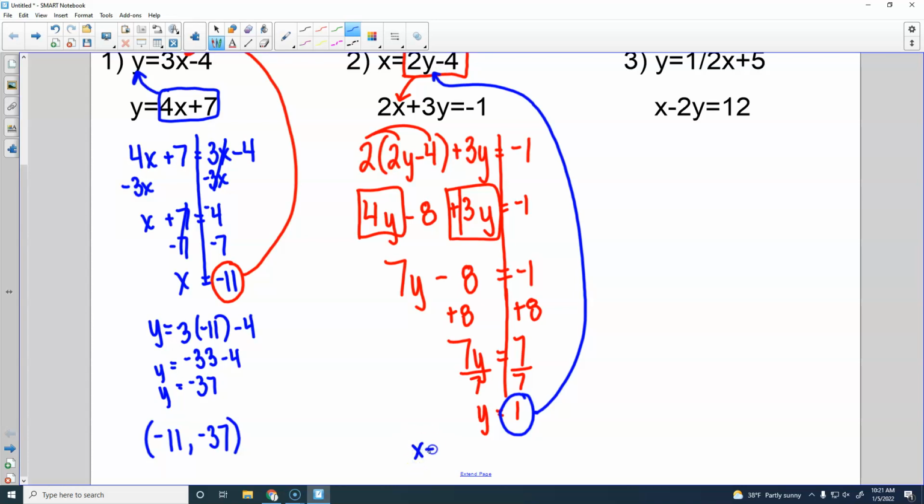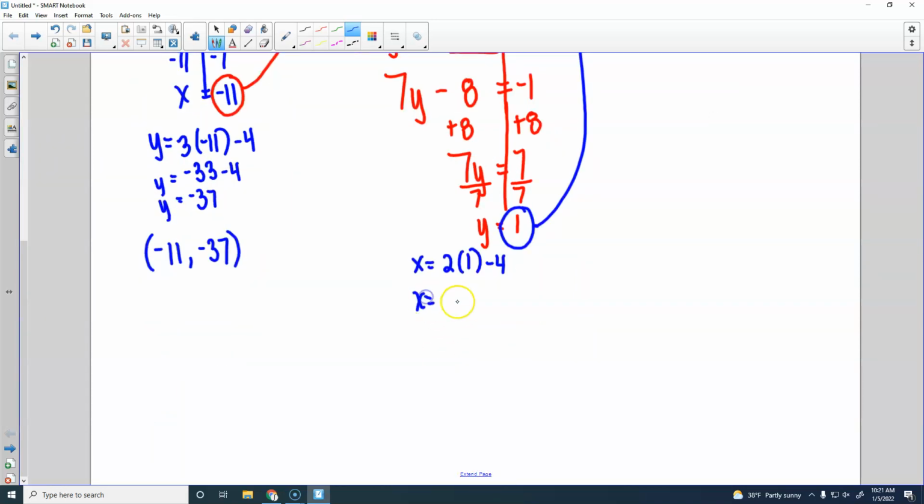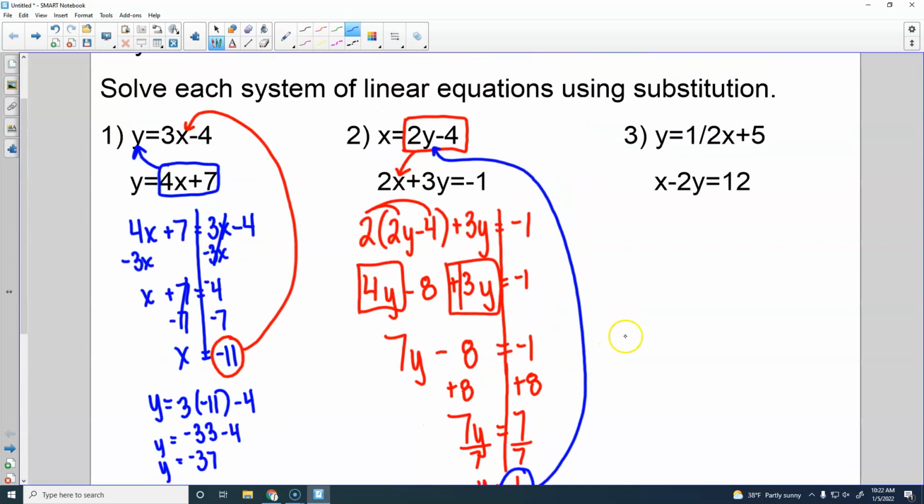So x equals 2 times our y, which is 1, minus 4. And so x equals 2 minus 4. So x equals negative 2. And so I've got negative 2, 1. Okay, any questions on number 2? All right, well, let's look at 3.